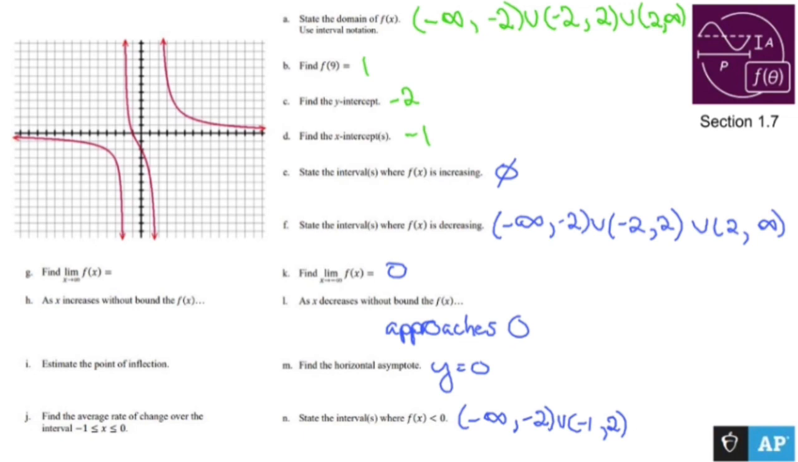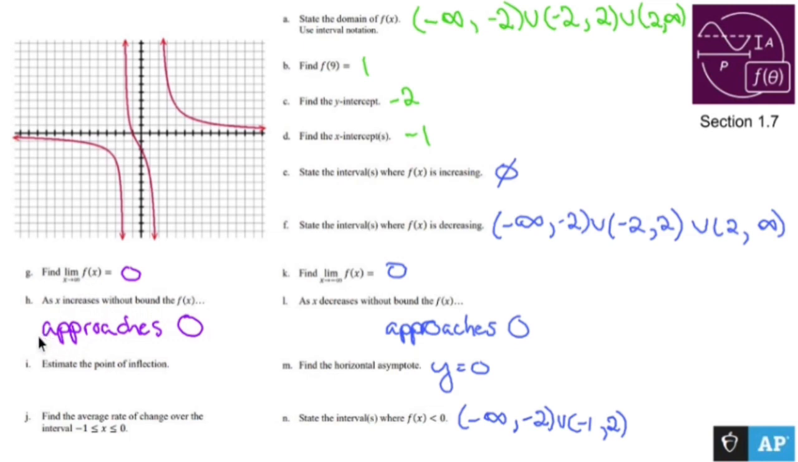Switch colors again. Find the limit as x approaches regular infinity, if I can read that correctly. As we saw from before, it levels out right at 0, so that's going to be 0. As x increases without bound, the f of x, basically the same thing that L is asking from k, h is asking from g, it's going to approach 0. Look at me spelling it right.